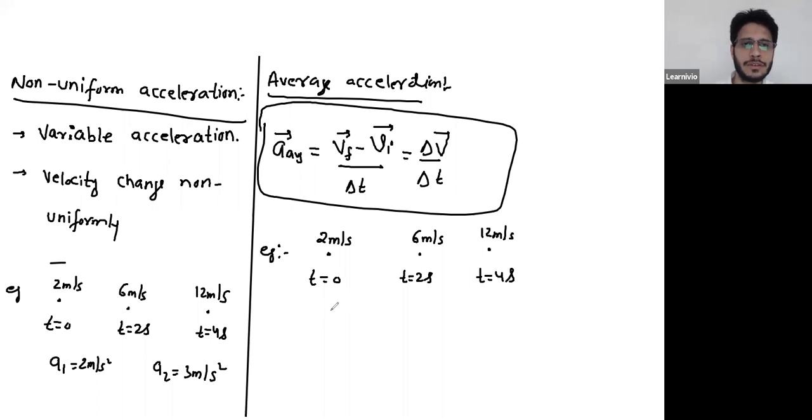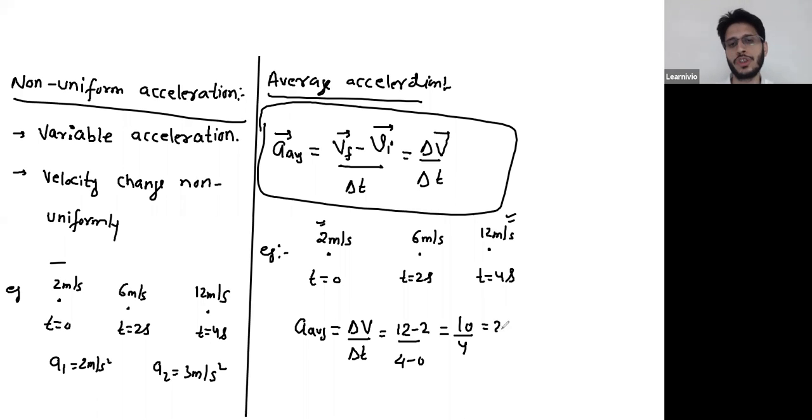Okay, Noor, what should be the average acceleration in this case? So 10 by 4. It's delta V by delta T, which is final velocity minus initial. So final is 12, initial is 2. Final time instant minus initial, it's 4 minus 0. It's 10 by 4, which is 2.5 meter per second squared.